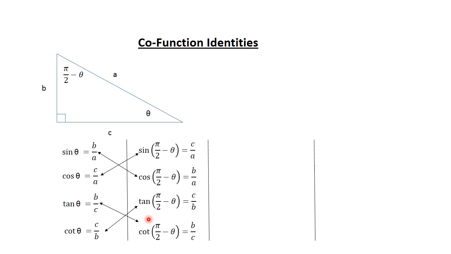So we can set up some co-function identities right now. We can say that the sine of pi over 2 minus theta is equal to the cosine of theta. That's what this thing says right here. The sine of this is equal to the cosine of that. They're both equal to c over a. So that makes sense. The cosine of pi over 2 minus theta is equal to the sine of theta. That's what this says, that the cosine of this is equal to the sine of that. And of course, we said that the tangent of pi over 2 minus theta is equal to the cotangent of theta, and vice versa.